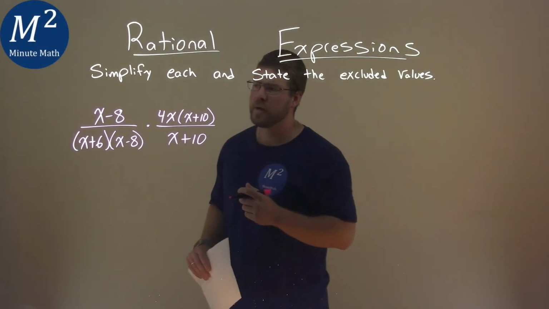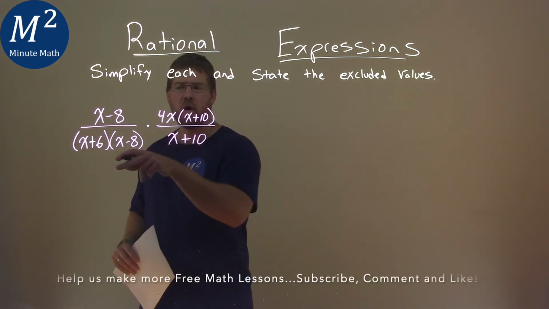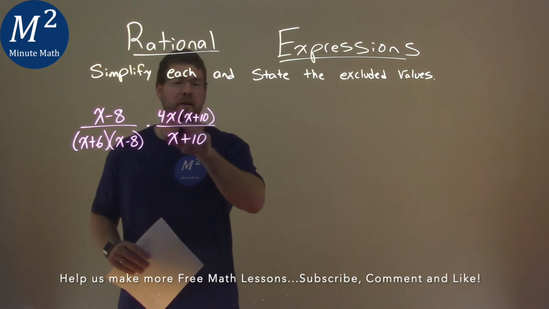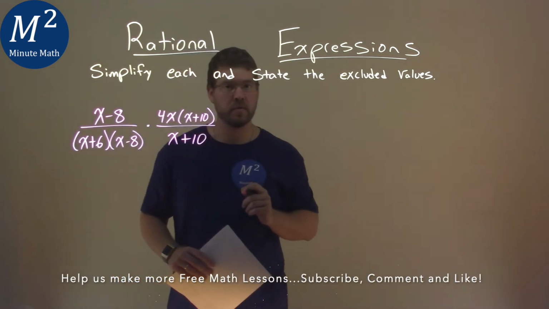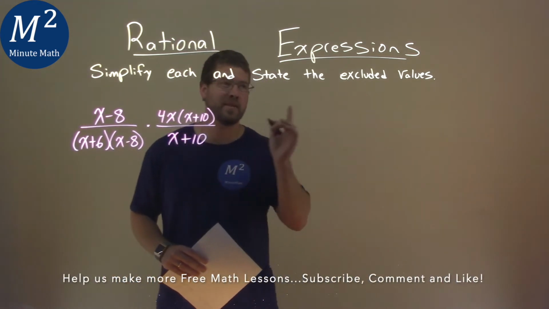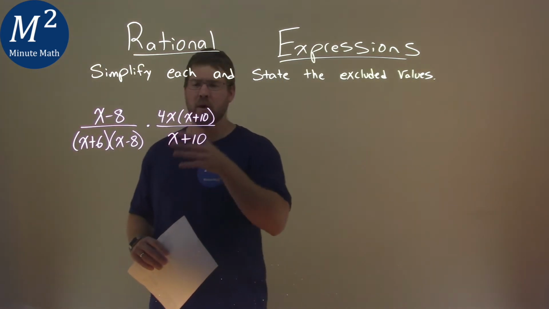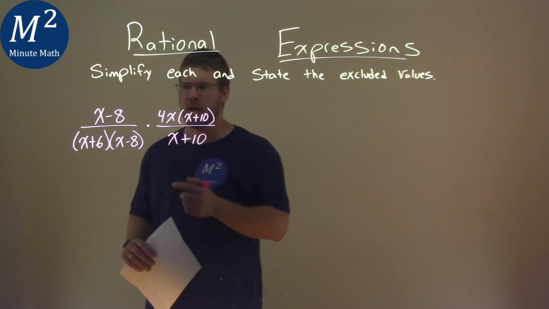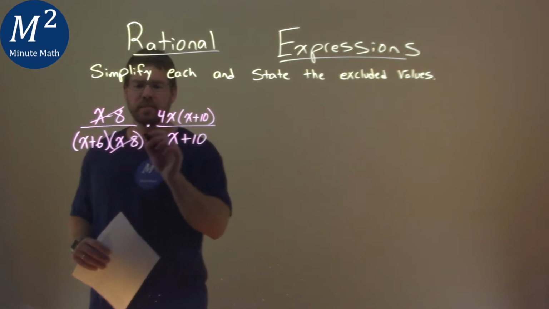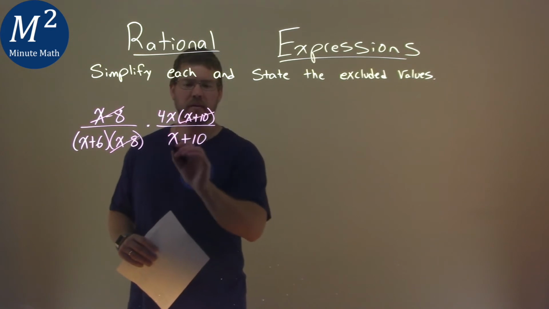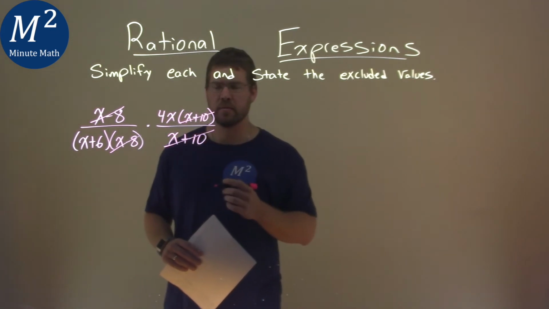We're given this problem right here, x minus 8 over x plus 6, times x minus 8, times 4x over x plus 10 over x plus 10, and we have to simplify this and state the excluded values. Well, first thing I try to do is eliminate where I can, a quick cross out. X minus 8 in the numerator, x minus 8 in the denominator, cancels. The x plus 10 here and x plus 10 also cancels.